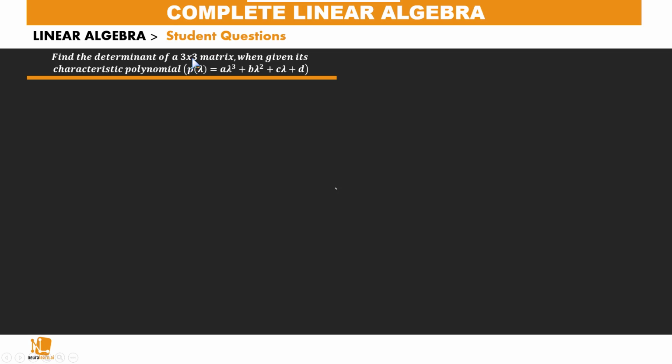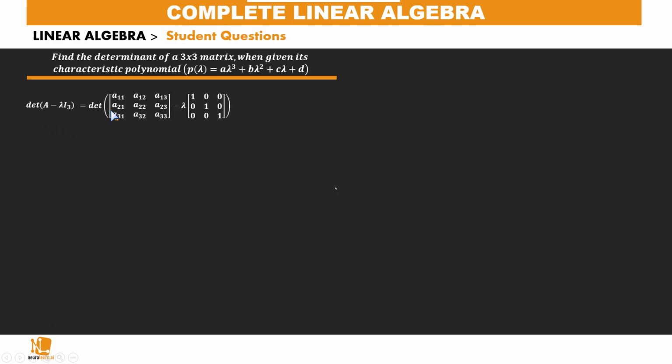Find the determinant of a 3 by 3 matrix when given its characteristic polynomial equation. P of lambda equals A lambda cubed plus B lambda squared plus C lambda plus D. We have that the determinant of A minus lambda I cubed happens to be this characteristic polynomial, as we saw in a complete linear algebra course by neural.ai.